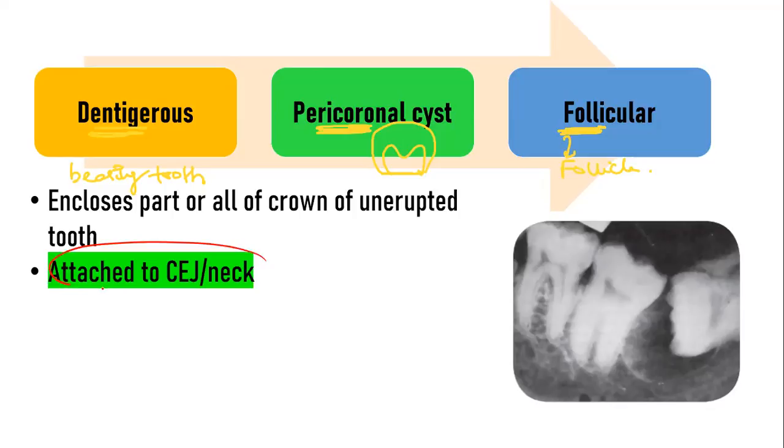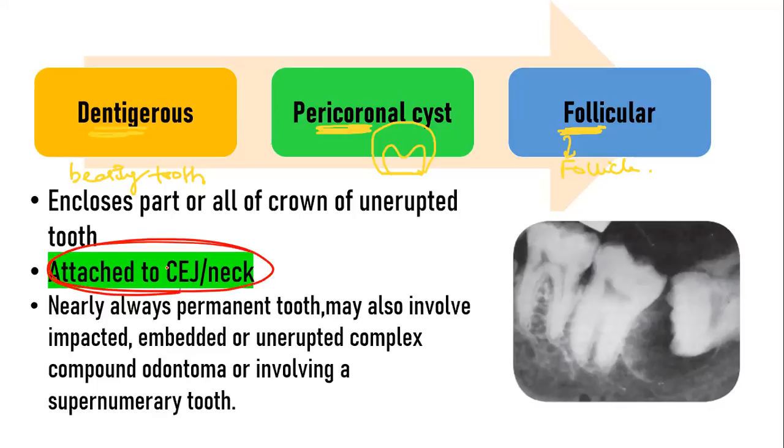It is always attached to the CEJ, or the neck of the tooth, right? So in this diagram, you have a tooth, you have the crown of the tooth, and you have the root. The crown is covered by enamel and the root is covered by cementum. The junction of this is called the CEJ. Your dentigerous cyst is always attached to the CEJ. It is not only related to an impacted tooth, but also to an odontoma and a supernumerary tooth.